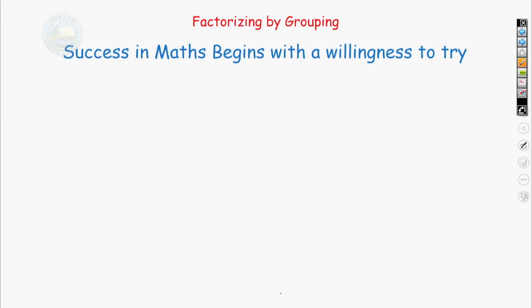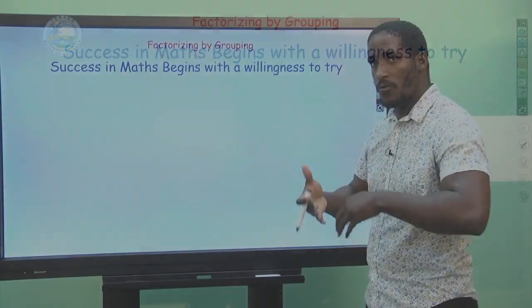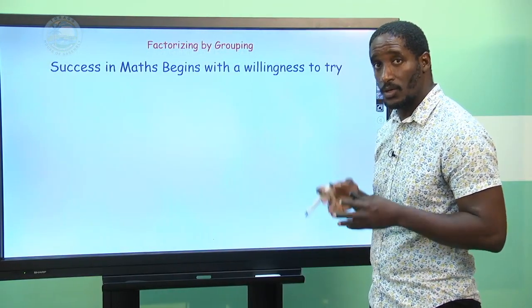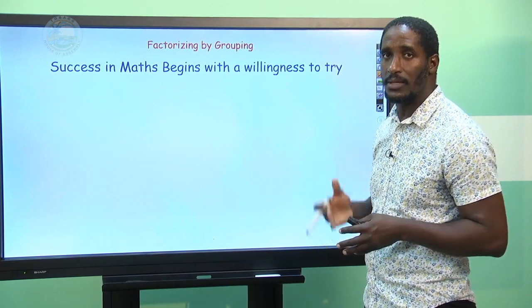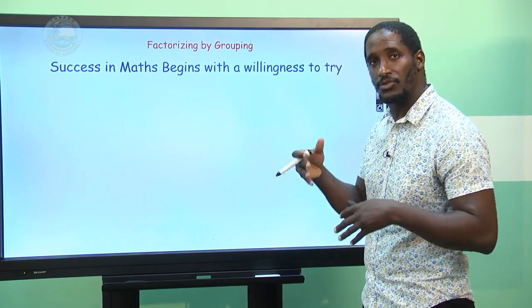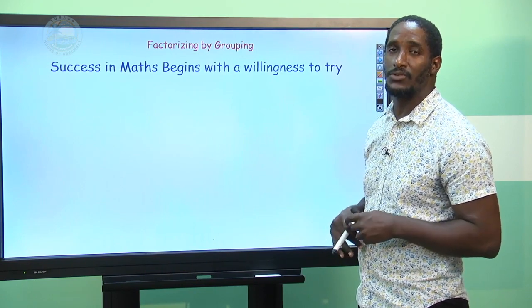Here's what. In mathematics, your success begins with a willingness to try. So you must be willing to try the questions. That's the only way you would know how far or how much you understand. Now, trying it and getting it wrong does not mean that you're not good at mathematics. What it means is that there are some gaps that you need to fill. There's some further research that you need to do.